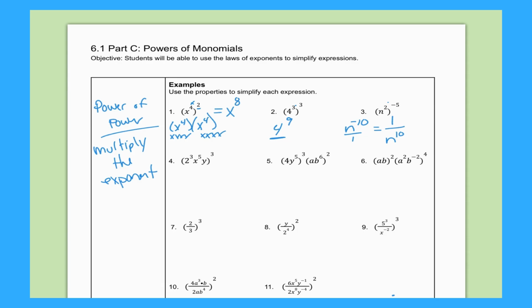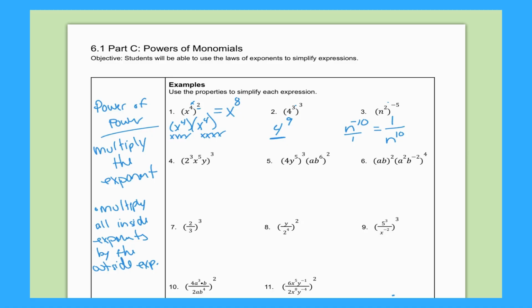Okay, so starting at number 4, this is where you have to multiply all exponents inside. So I'm going to make that note here. Multiply all inside exponents by the outside exponent. So it's not the distributive property, but if it helps to think of it that way, that might be helpful. To think of it as the distributive property for exponents, kind of. So we're going to take the outside and multiply by every exponent on the inside.